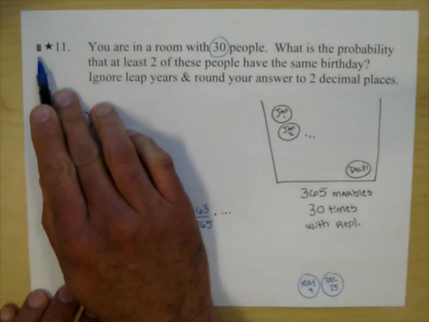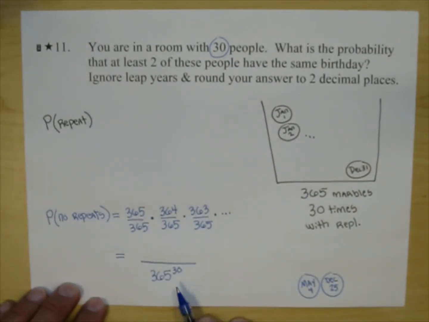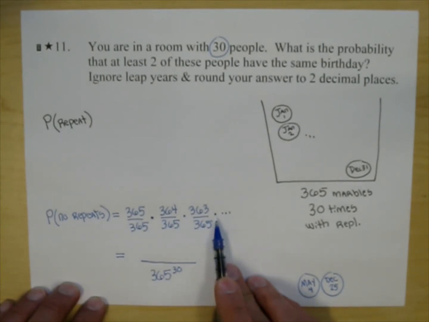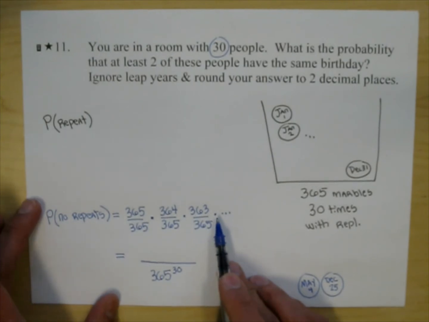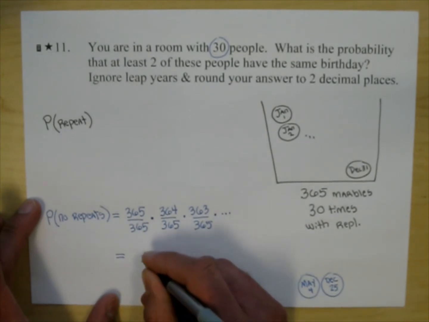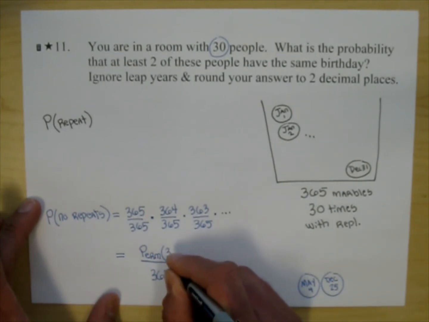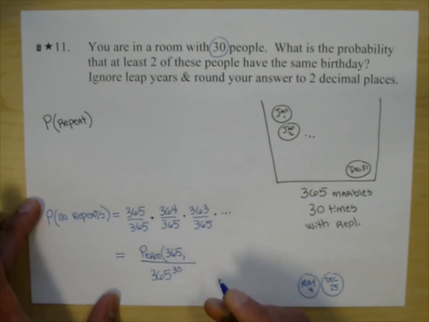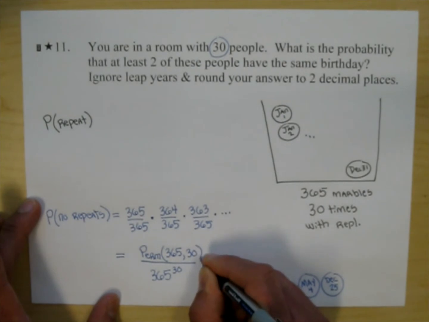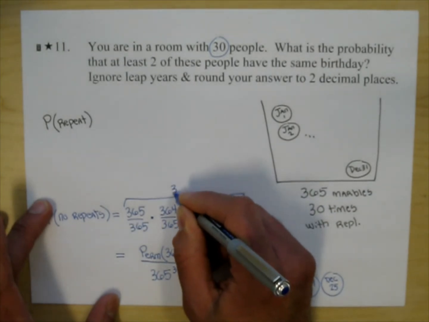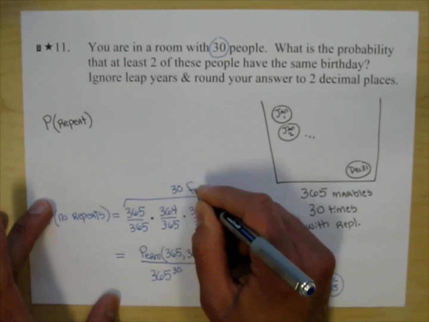And that's why there's a calculator icon there. The top says 365, 364, 363, 362. Does that remind you of anything? It reminds you maybe of a countdown which we covered in the last chapter. This is a permutation. So instead of writing the P, I'll write P-E-R-M so we don't confuse that with probability. Permutation, 365 pick 30. So our countdown only has 30 numbers because right here there's 30 fractions.